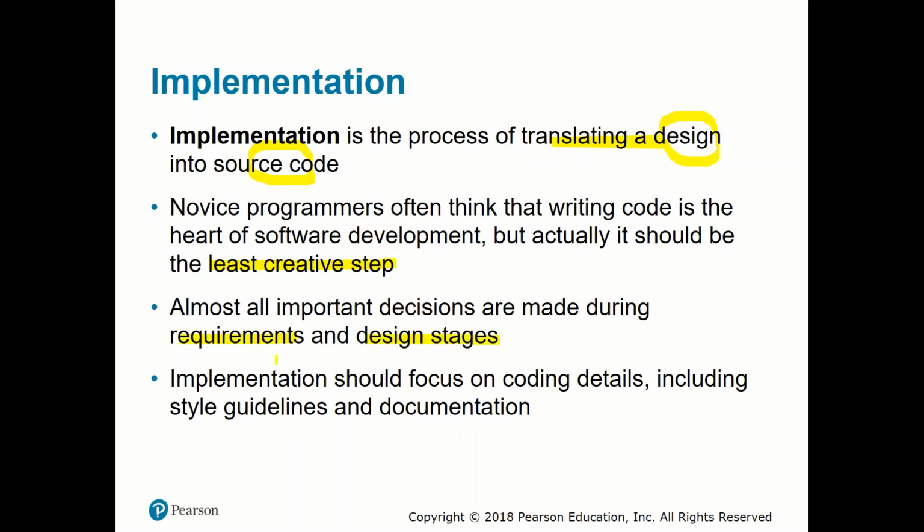Okay, so you must think, given input, what should be the input, and given the input, you should determine what is the output. And according to the input and output, you must design the UML diagram. Implementation should focus on coding details, including style guidelines and documentation. So implementation is just a step for writing code.